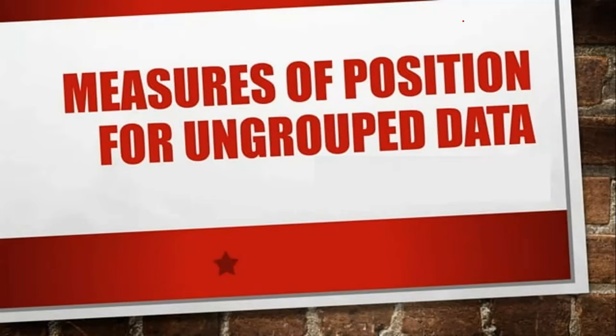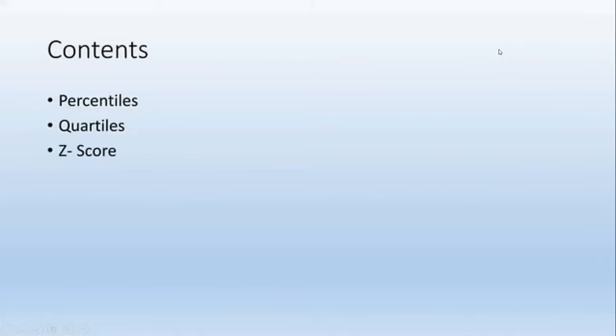Good day, everyone. Now I will show you how to solve for the measures of relative position for ungrouped data. Of course, we have three measures of relative position. These are the percentiles, quartiles, and z-score. So, pag-isa-isahin muna natin. Let's start with percentiles.